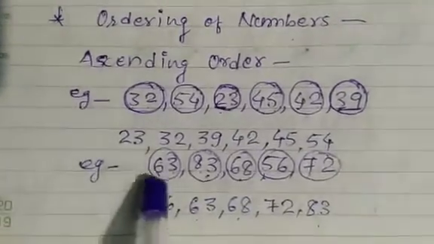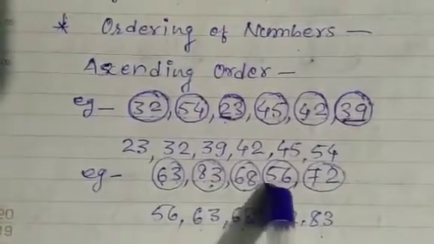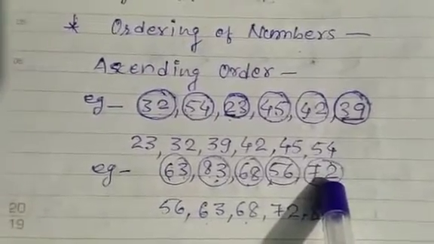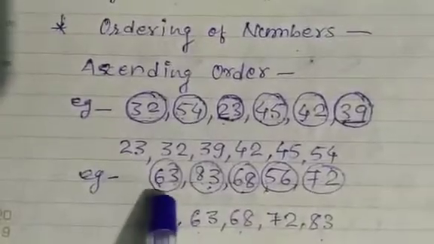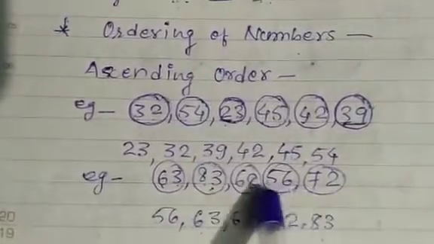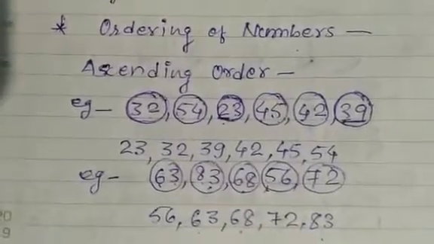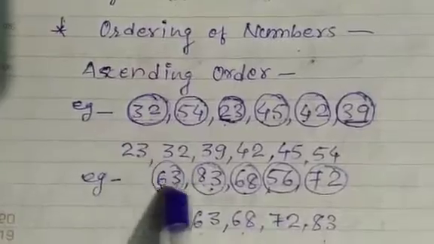I am giving the next example also: 63, 83, 68, 56, 72. We will arrange the numbers in ascending order, that means from the smallest to the greatest. So we will find the smallest number. 56 is smallest, so we write 56 here and make a circle. Now the next number, 63, is smaller, so we write 63 here and make a circle.